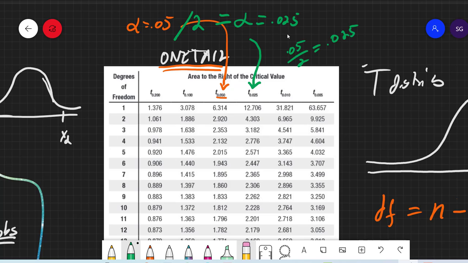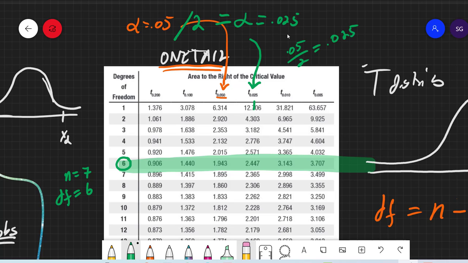In our case, n is equal to 7, but we're not measuring this left line in terms of n. We're measuring this left line in terms of degrees of freedom. So degrees of freedom is 7 minus 1. Degrees of freedom is 6. I'm going to look at degrees of freedom 6, and I'm going to highlight the entire row over to the right.